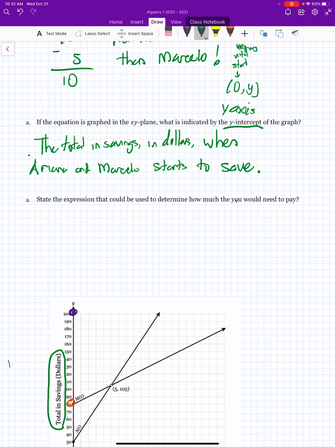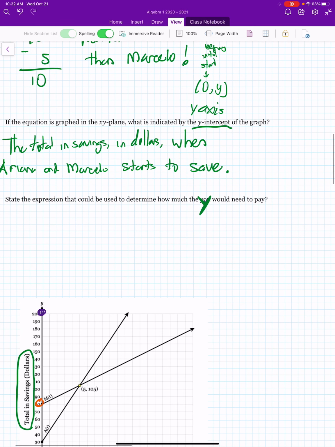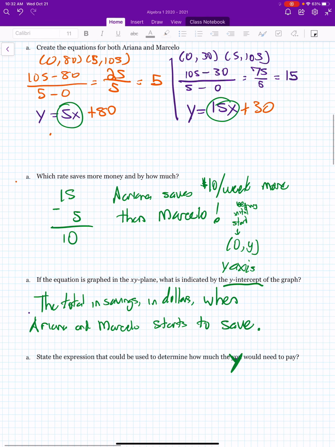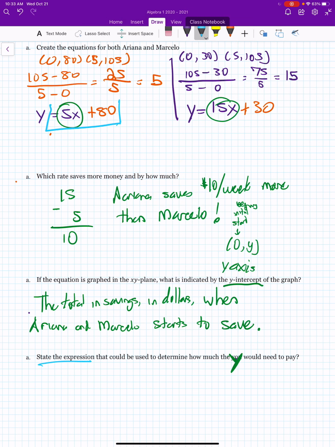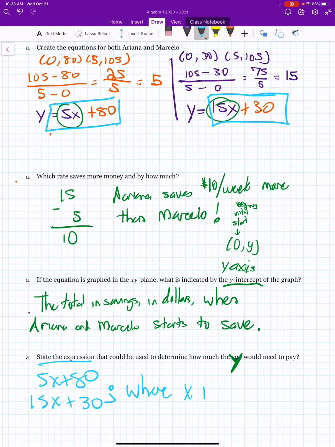Now state the expression they use to determine how much they would need to pay. First, state the expression. Use a different color. So that's this part of the equation only: 5x plus 80, or this part of the equation, 15x plus 30. How much they would need to pay is determined by the x variable. It's a dependent variable determined by the independent variable.